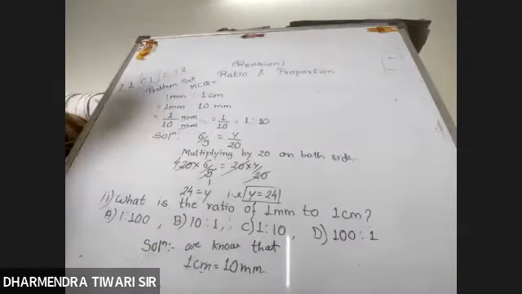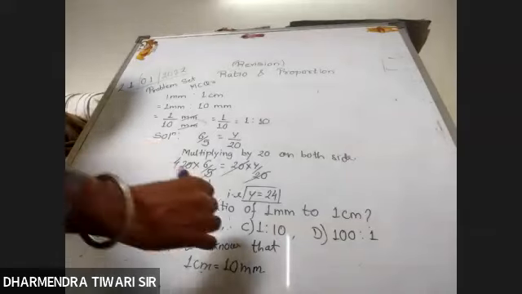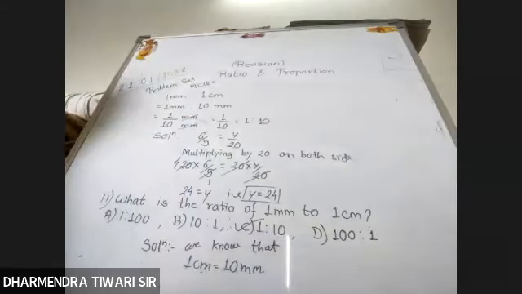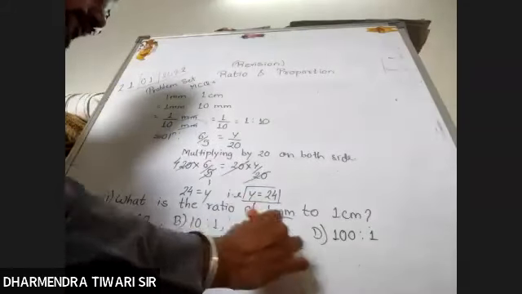Where is the option? Option number B or option number C? So 1:10 I can see here. Option C is correct. So this is my answer, 1:10. I highlight this so that you can understand.